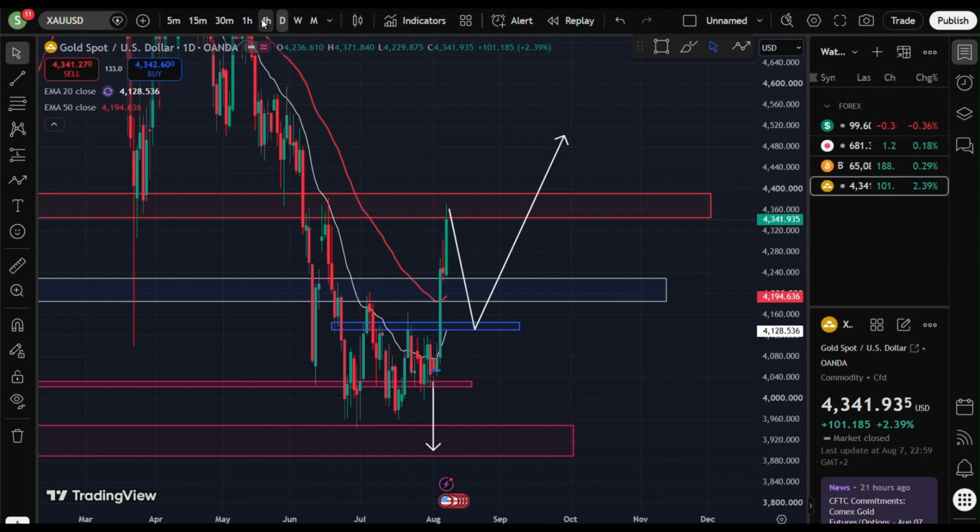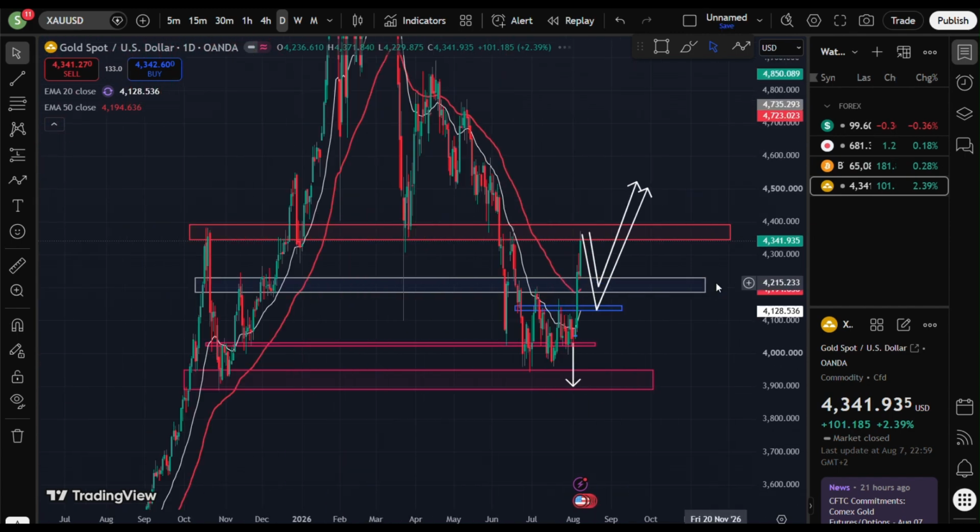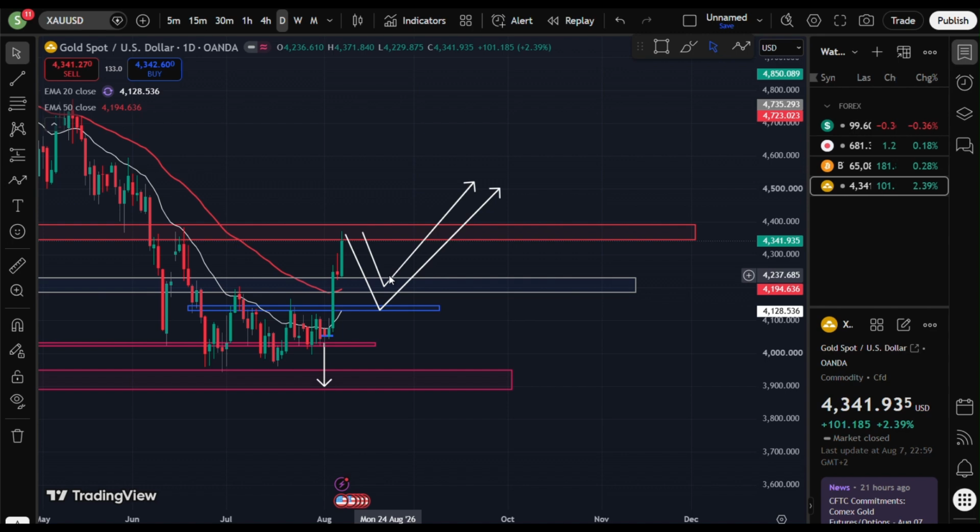So what if this fails? If price fails to come to this support zone, I'm going to be expecting price to be on this support zone. Why? You can see so many activities on this zone. So I'm going to be expecting this zone to be retested, then price keeps going up after testing this or this.